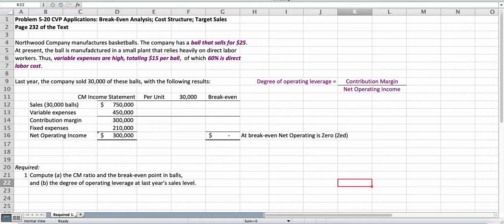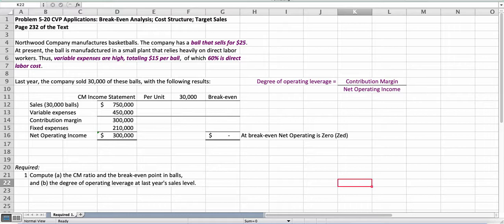The break-even point in the number of balls. So number of balls sold in order to have a net operating income that will be 0. And then the degree of operating leverage at last year's sales.